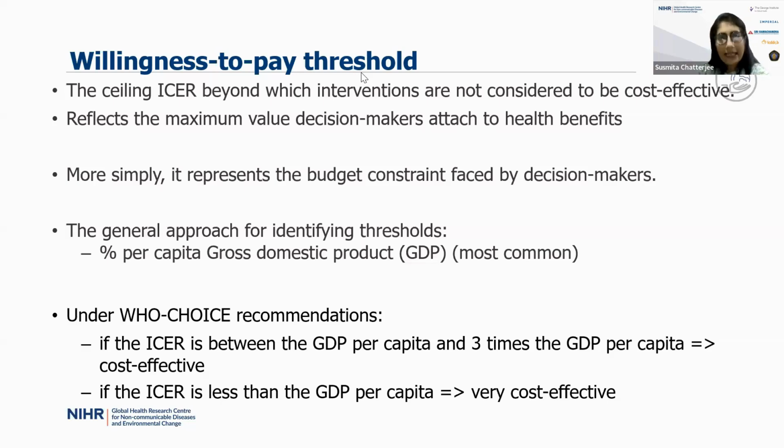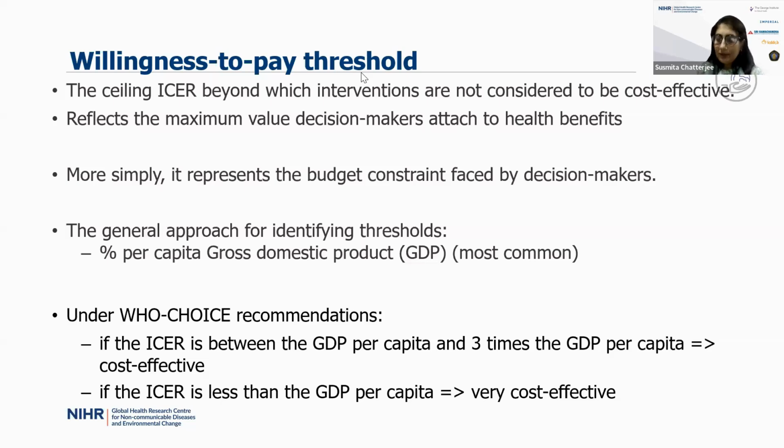So that is the WHO recommendation: the threshold is that if your ICER, incremental cost effectiveness ratio, is within GDP per capita to 3 times GDP per capita. If it is within that, so let me give you again an example. India's per capita income last year, 2023, was about $3,000.